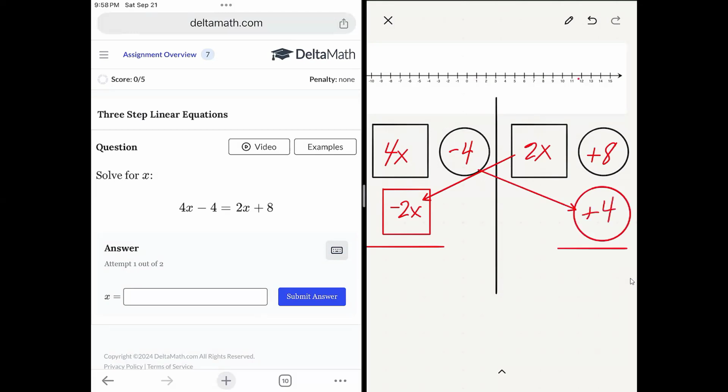So now all I'm going to do is combine the boxes. So this is going to be 4 minus 2x. So this is going to be 2x on the left-hand side, and 8 plus 4 is going to be 12 on the right-hand side. Last step.